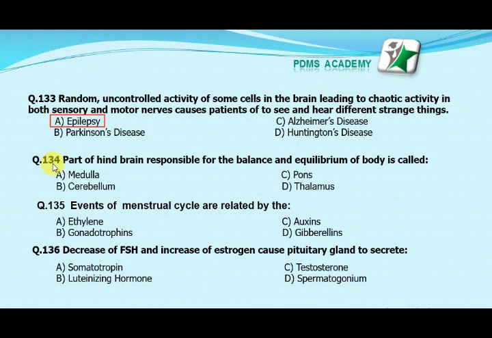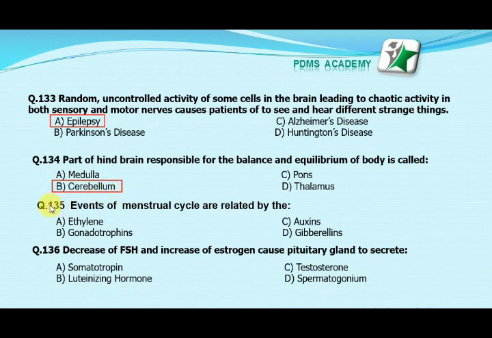Our next MCQ is: the part of the hind brain responsible for the balance and equilibrium of the body is called. Option A, medulla. Option B, cerebellum. Option C, pons. Option D, thalamus. Our correct answer is B, cerebellum.